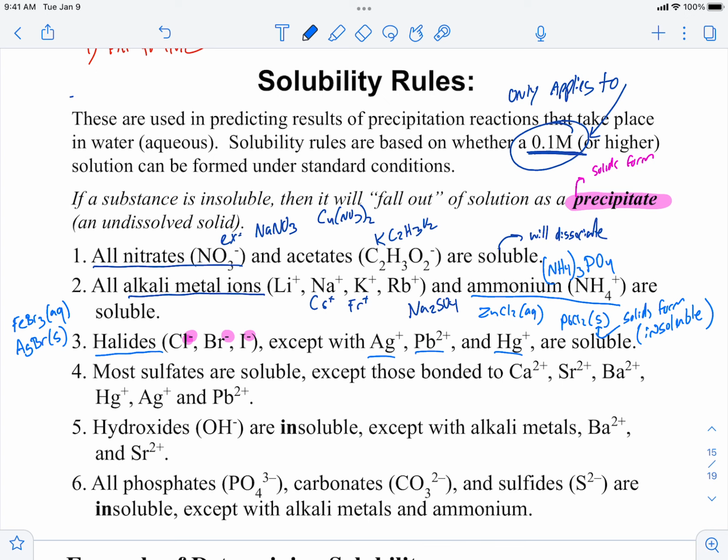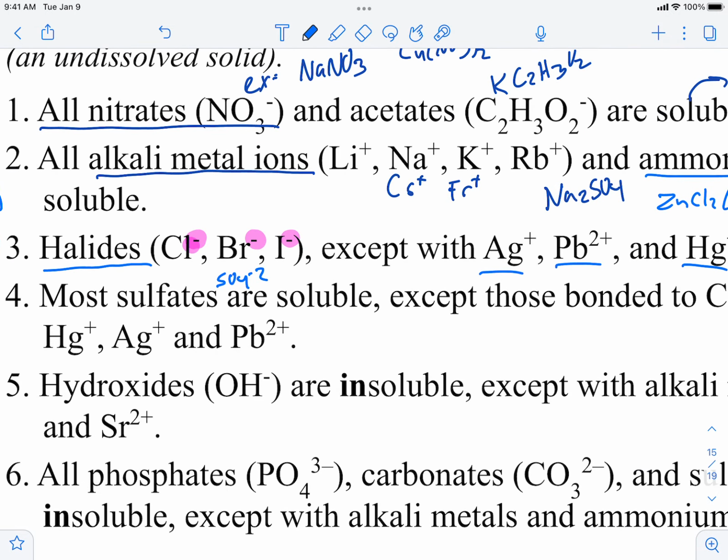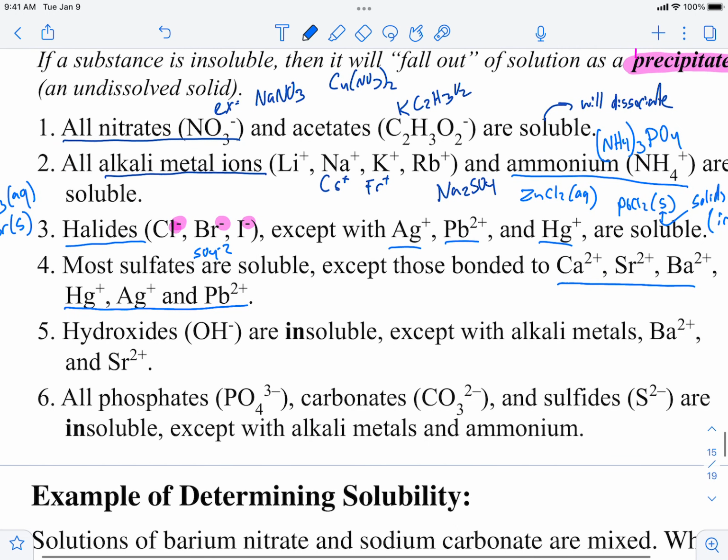Again, don't burden yourself with thinking that you have to memorize these. You just have to be able to read these correctly and apply them. All right, rule 4 is also kind of complicated. Most sulfates, so sulfate is when you have SO4 minus 2. That's sulfate. Most sulfates are soluble, except those bonded to calcium, strontium, barium, mercury, silver, and lead. So there's 6 exceptions.